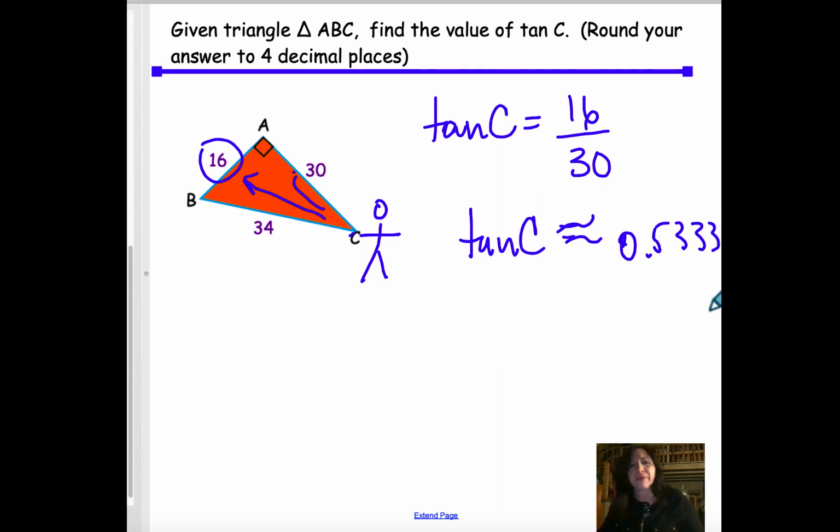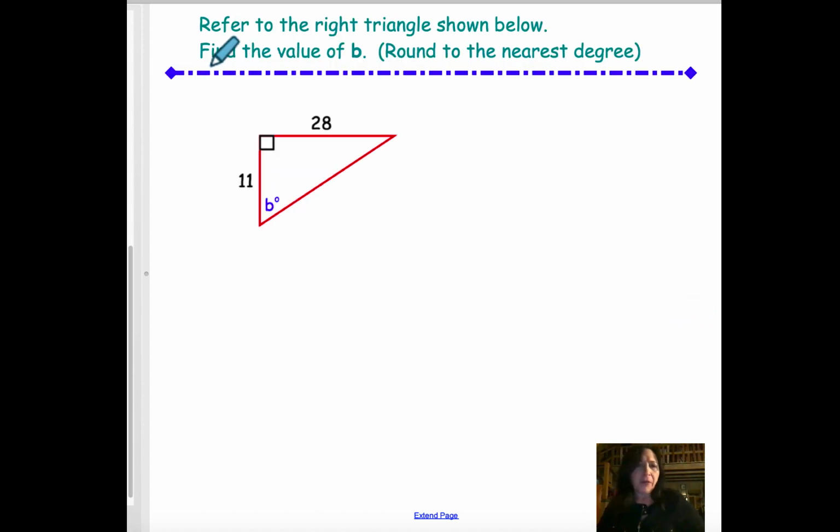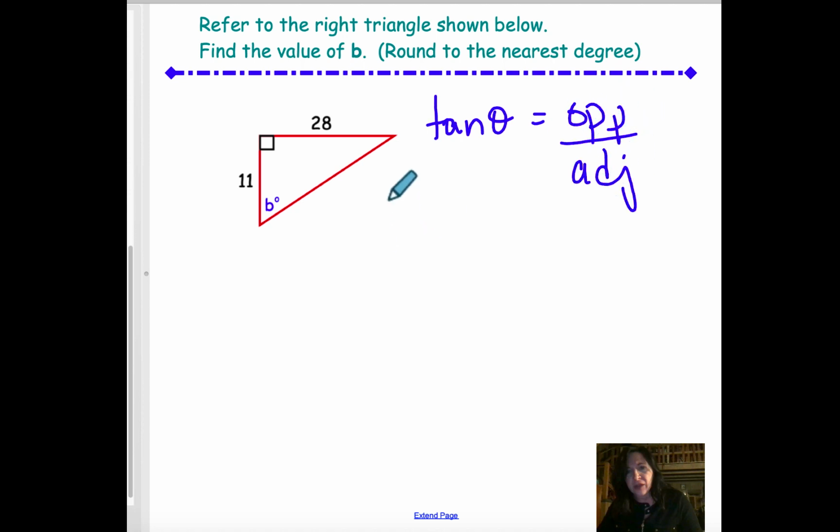And that's it. For this problem, it says refer to the triangle shown below. Find the value of B. This is B, okay? Now, angle B, round to the nearest degree. So they want a whole number. So again, I don't need the hypotenuse. I'm not looking for the hypotenuse, so that's out of the question. So we're going to use this formula, tangent of theta is equal to the opposite side over the adjacent side. So tangent of angle B is equal to 28 over 11, which means that I'm trying to solve for B.